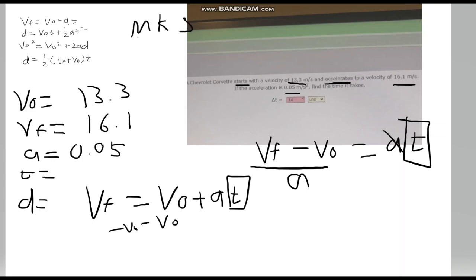MKS. That's for meters, kilograms, and seconds. And I have an acronym for this, but you won't even know it because it's just a school acronym. That's how I know this. So I'll have to think of something later.